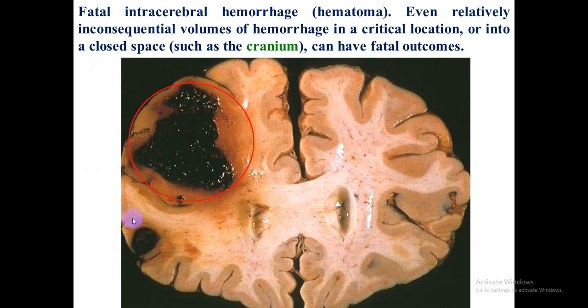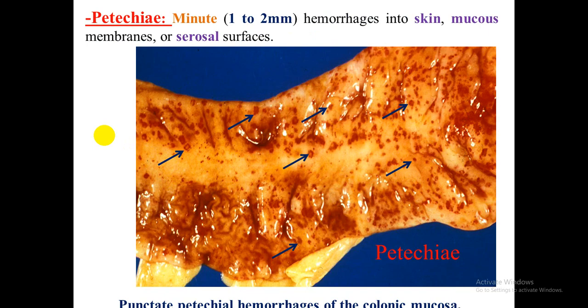Here is a typical example of a cerebral hematoma, which is considered a fatal intracerebral hemorrhage, even with a relatively inconsequential volume, even if little, of hemorrhage in a critical location or vital organ, as here in the brain, or into a closed space such as the cranium, can have a fatal outcome. Its consequence, even with a small volume of hemorrhage, can lead to death.